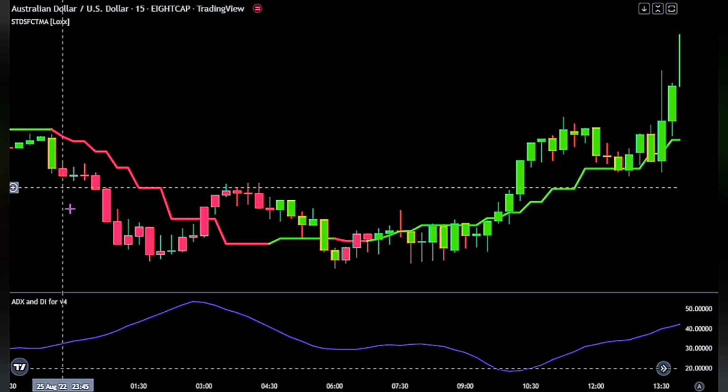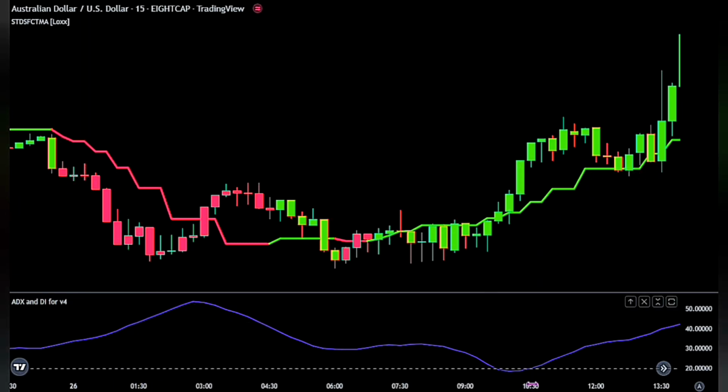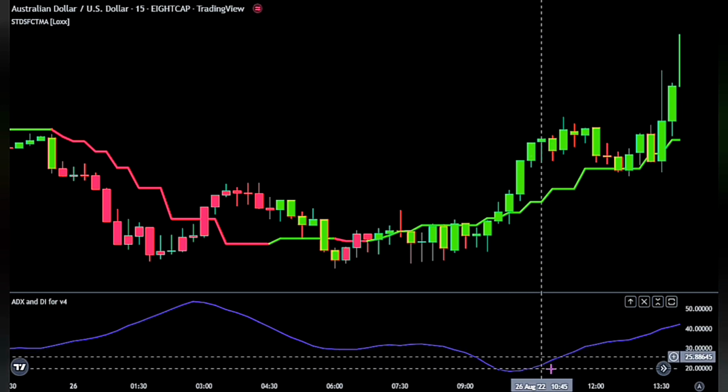Please note that if the ADX is below the zero line and we get our signal from the STD, then we would wait till we see the ADX close above the zero line, as it confirms the trend is strong enough to trade.